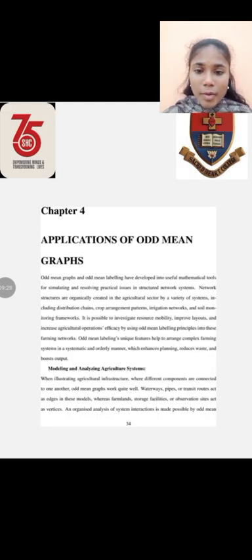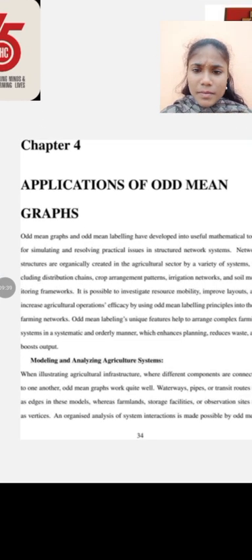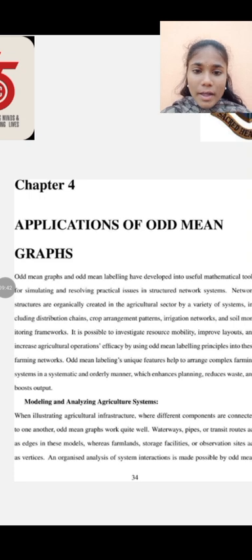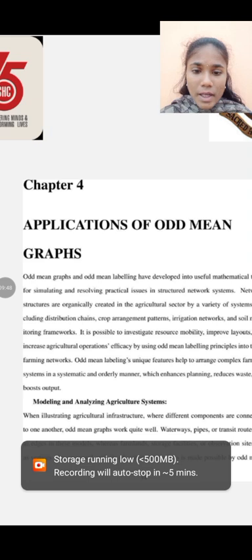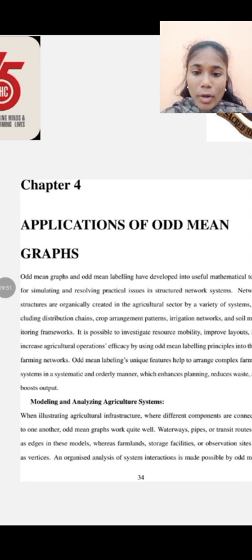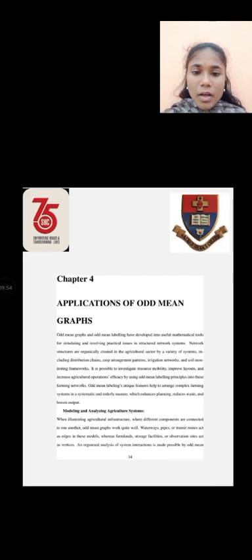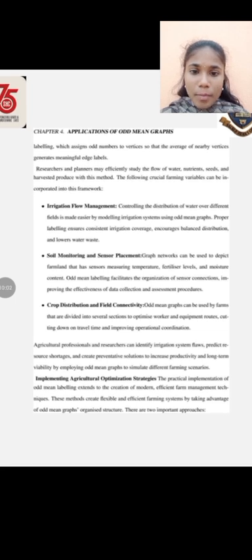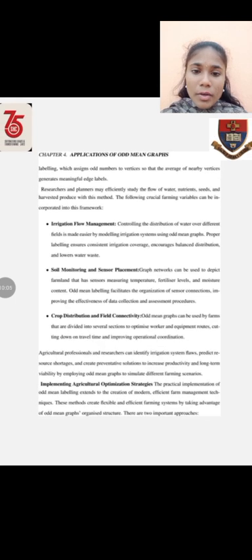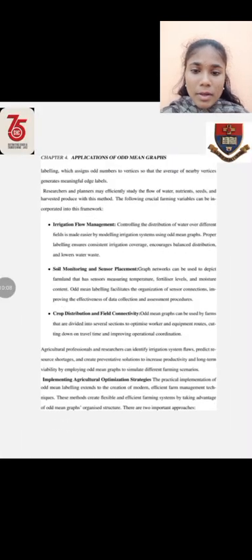Application of the odd-edge graph. Odd-edge graphs and odd-edge labeling have developed into very useful mathematical tools for simulating and resolving practical issues in structured network systems. Network structures were originally created in the agriculture sector. Modeling and analysis of agriculture systems: integration, flow management, soft monitoring and server placement, crop distribution, field connecting, odd-edge labeling.